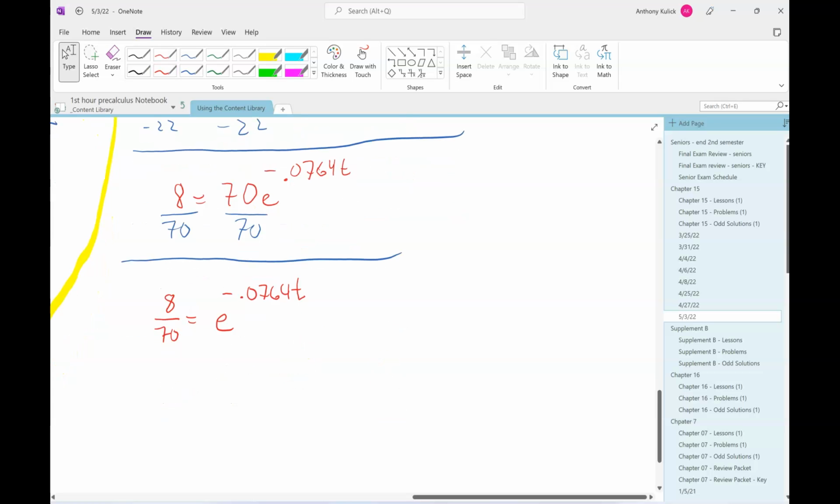Okay. Actually, I'm going to write it like that so I can not have to recopy it here. And then what's next? Use the natural log on both sides. Very good. Again, we're using the natural log because the exponent base in question is e.